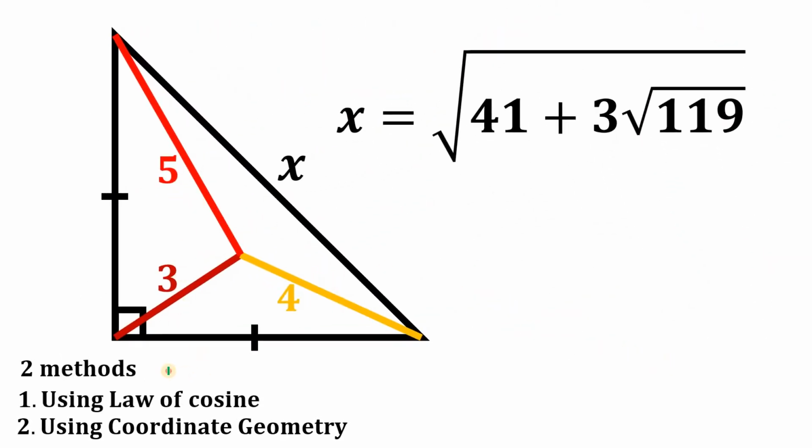Therefore, given this figure, using two methods, law of cosine and coordinate geometry, we get that the value of x, the segment x, equals square root of 41 plus 3 times square root of 19. And as always, we are done.